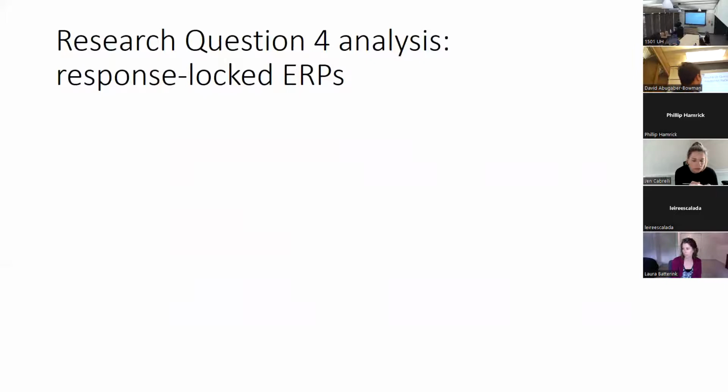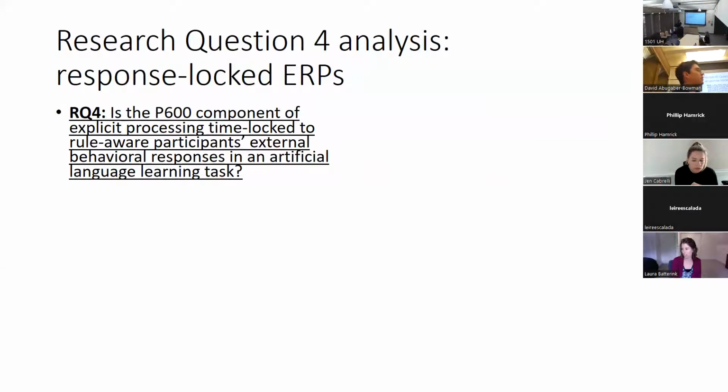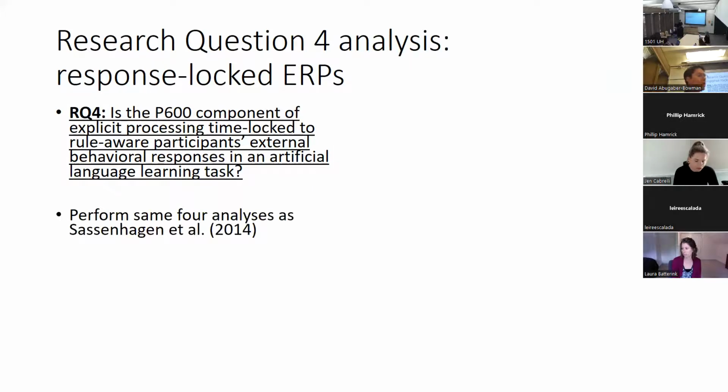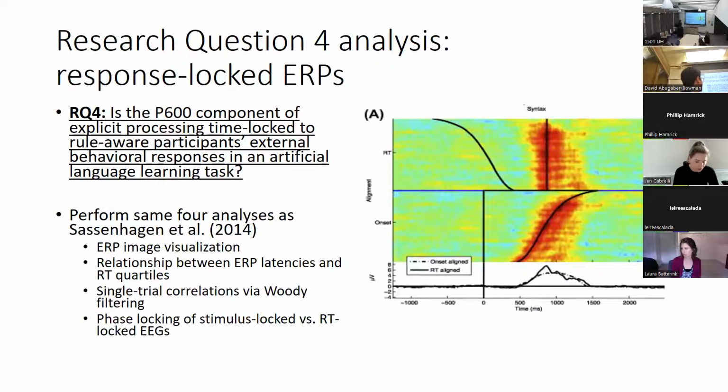Okay, and now research question 4 does something a little bit different. Basically, we're trying to see the relationship between the ERPs and the reaction time. So on trials where you're slower, you have a slower ERP and so forth. We did the same 4 analyses as Sassenhagen and colleagues 2014, such as visualization with ERP images, as is illustrated here. Let me break this down a little bit more.